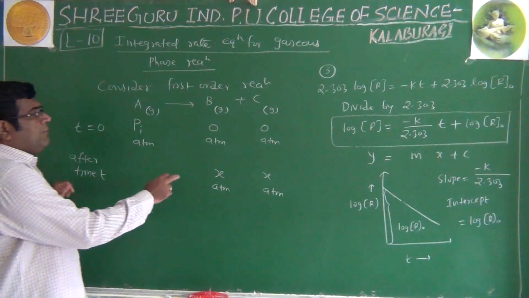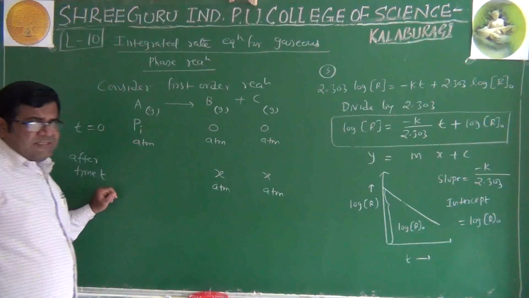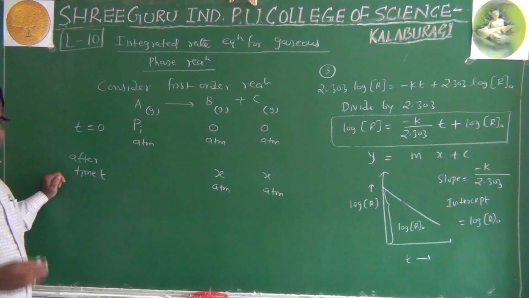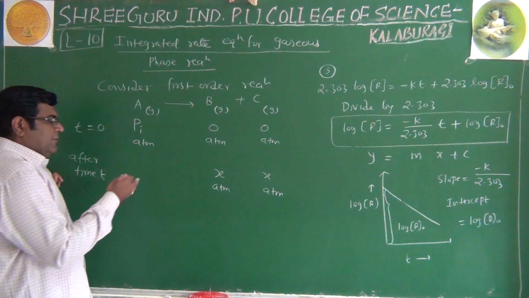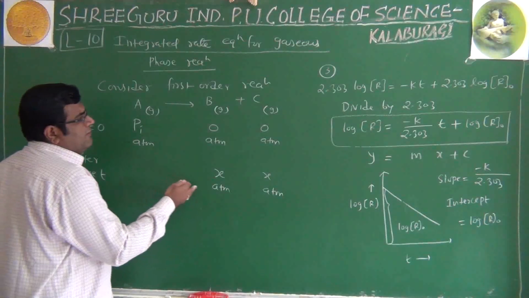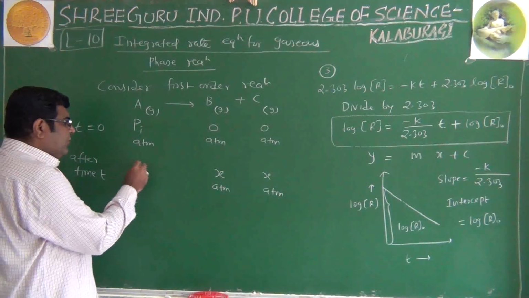Now, when B and C appear, A has disappeared. So there is a decrease in the pressure. It is our observation, because until and unless the pressure of A decreases, B and C will not increase. This is a very common thing to observe.